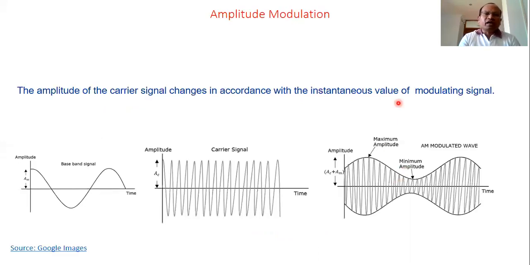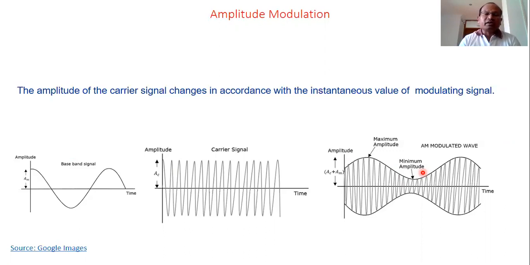So as we know, for amplitude modulation, we can see here that there are three pictures. The first one is the baseband signal, the second one is the carrier signal, a high frequency signal, and the third one is the modulated signal, that is the amplitude modulated signal. We have already defined amplitude modulation as a process in which the carrier amplitude changes according to the amplitude of the modulating signal.